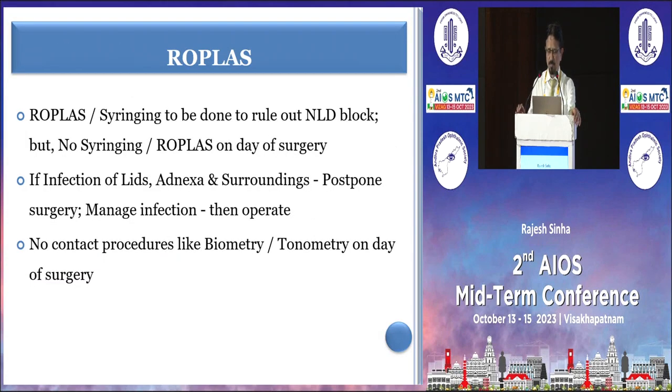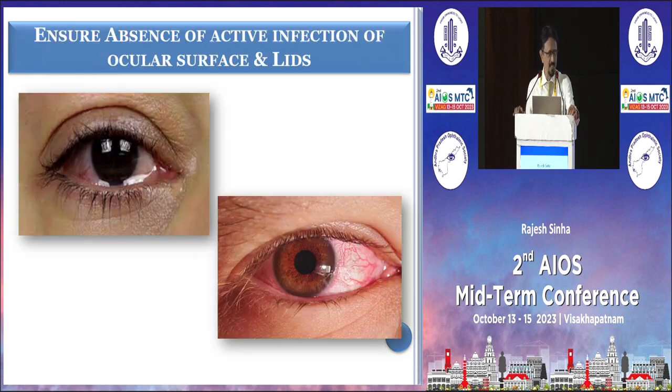Then of course we have to look at the NLD block, press the sac, do syringing if possible, but don't do anything on the day of surgery. Don't do any syringing, biometry or tonometry on the day of surgery. It has to be done before that. See if there is any infection in the lid and adnexa. In that case, that has to be managed first and treated with antibiotics. If there is congestion in the eye and you think there's an infection in the ocular adnexa, the best thing is to send a swab, start treatment with broad spectrum antibiotics, see how the patient resolves, and then plan the surgery at a later date.